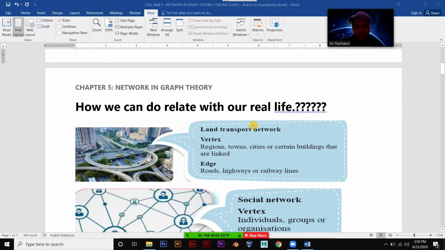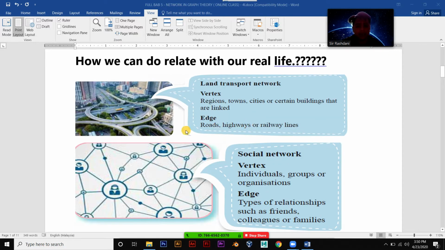Okay, how can we relate this to our real life about network? Have you ever thought about that? For example, this is how networks are really useful in our real life. For example, a land transport network. The vertices will be regions, towns, cities, and certain buildings that are linked, and the edges will be roads, highways, and railways. Another example is a social network. The vertices will be individuals, groups, or organizations, and the edges the types of relations such as friends, colleagues, or families.